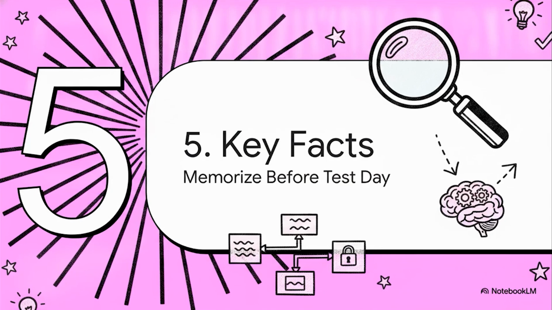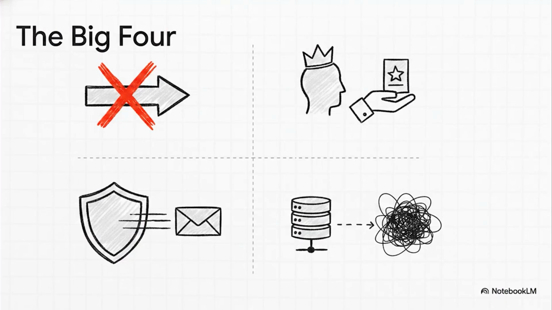And finally, Section 5, key facts to memorize. Okay, we have covered an immense amount of ground today. Let's really cement the final, most critical facts that you absolutely need to memorize before sitting down for that exam. Number 1, there is absolutely no conversion between managed and unmanaged networks after they're created. Remember, you have to build an entirely new network and manually migrate those VNIC attachments.